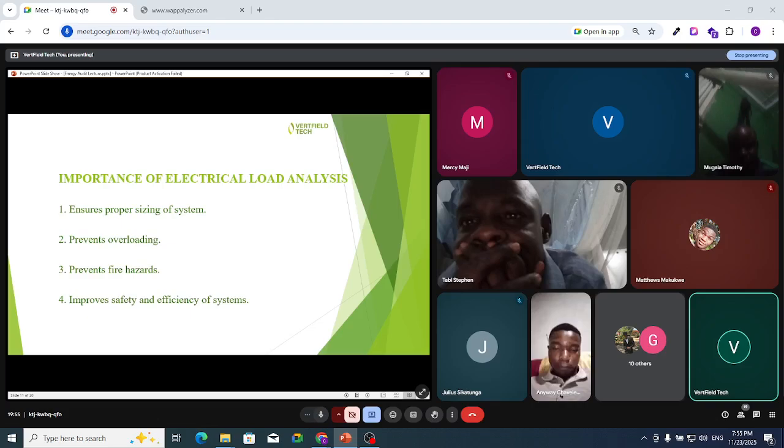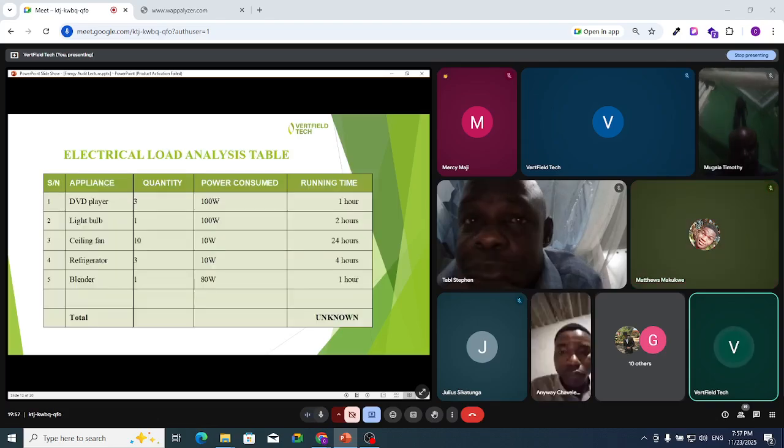Now, the next thing we have on my screen is the electrical load analysis table. This is a simple electrical load analysis table. We have introduced electrical load analysis, and we said it is a series of calculations, a process of evaluating the energy need of a facility. The energy need will lead you to information about the various appliances that are to be powered up using the solar system.